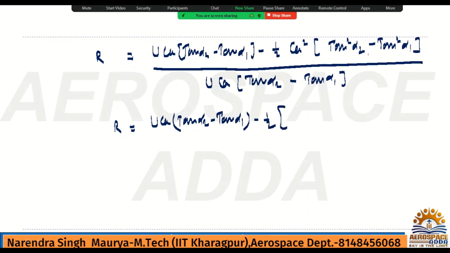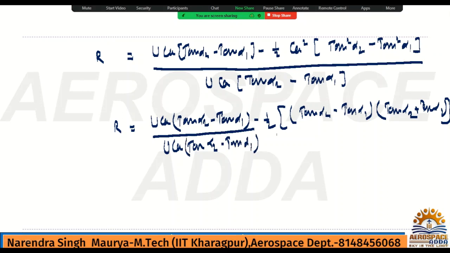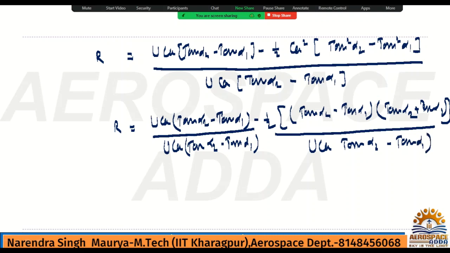1 by 2. See, this is x square minus y square. So what will you get? Tan alpha 2 minus tan alpha 1 in bracket, tan alpha 2 plus tan alpha 1. Take separate. Use CA denominator, tan alpha 2 minus tan alpha 1, and this will be separate. Use CA, tan alpha 2 minus tan. Ultimately you got R.